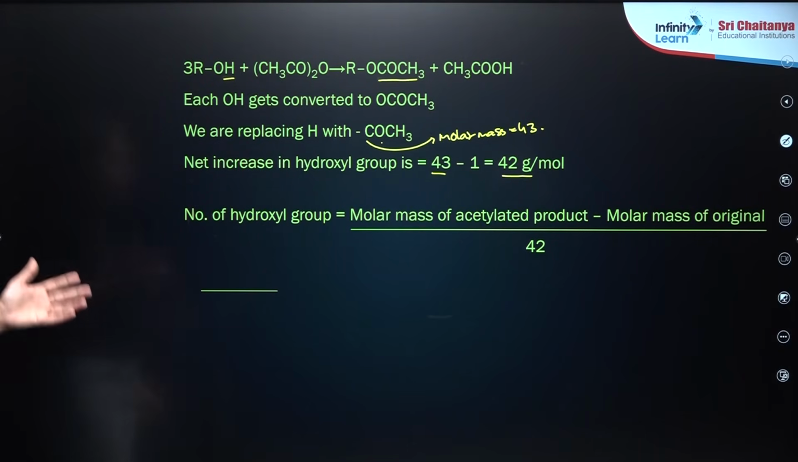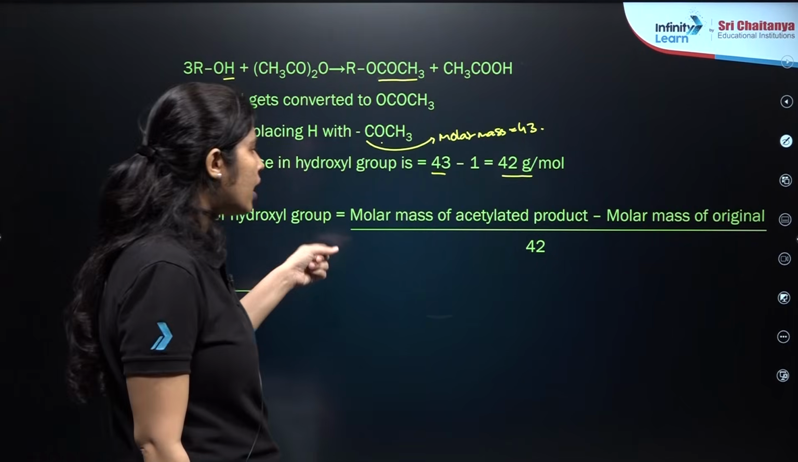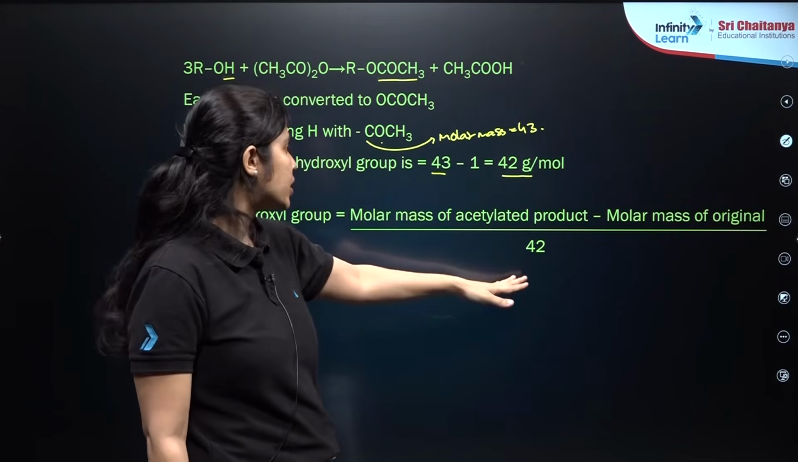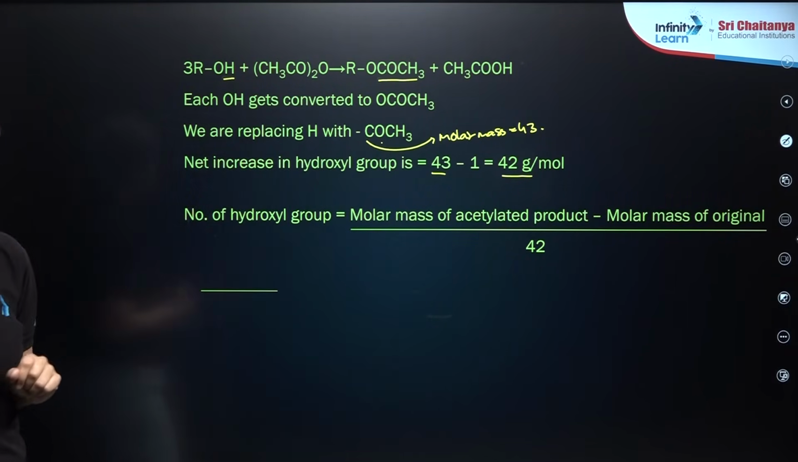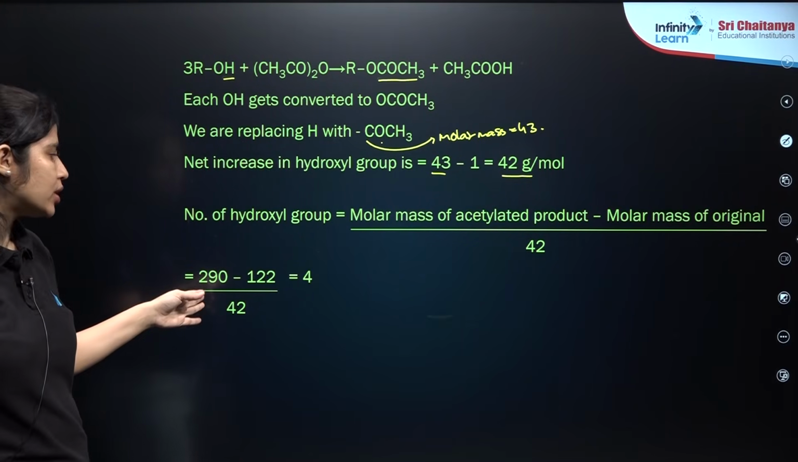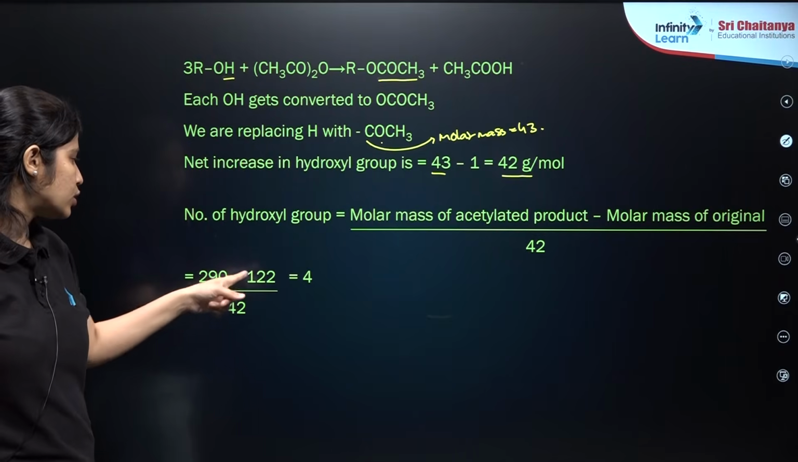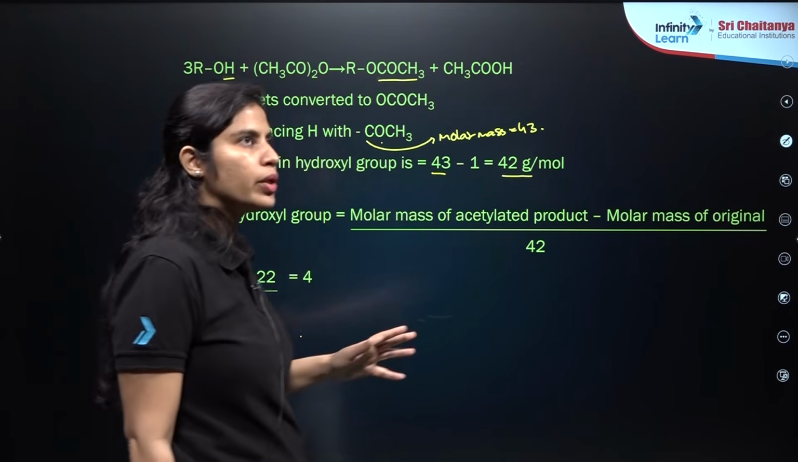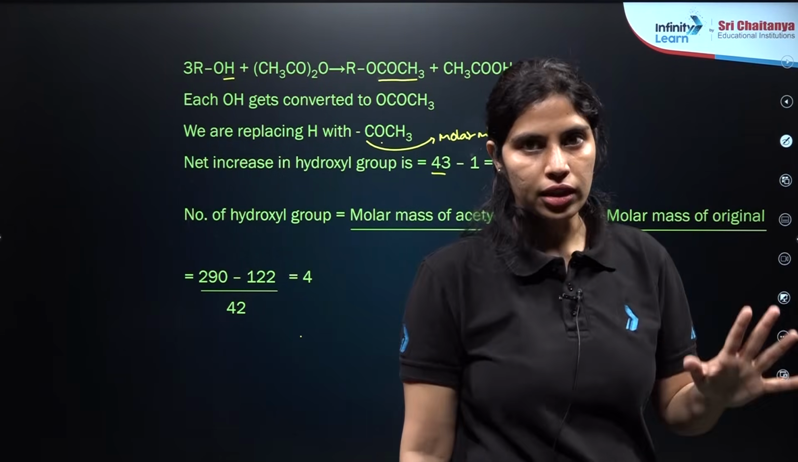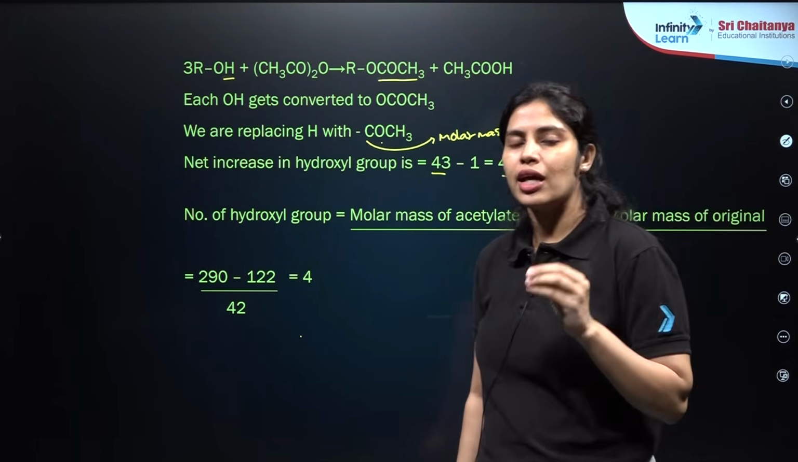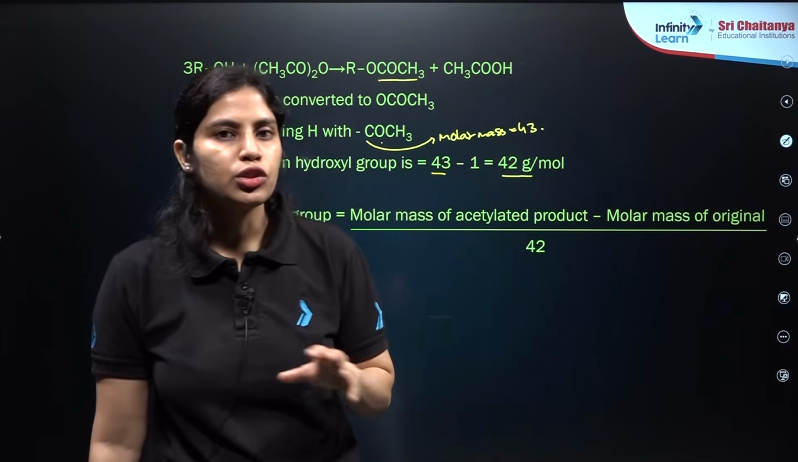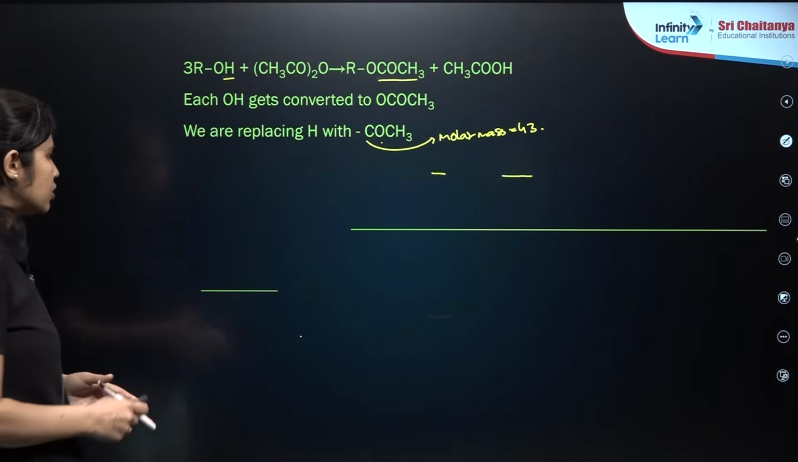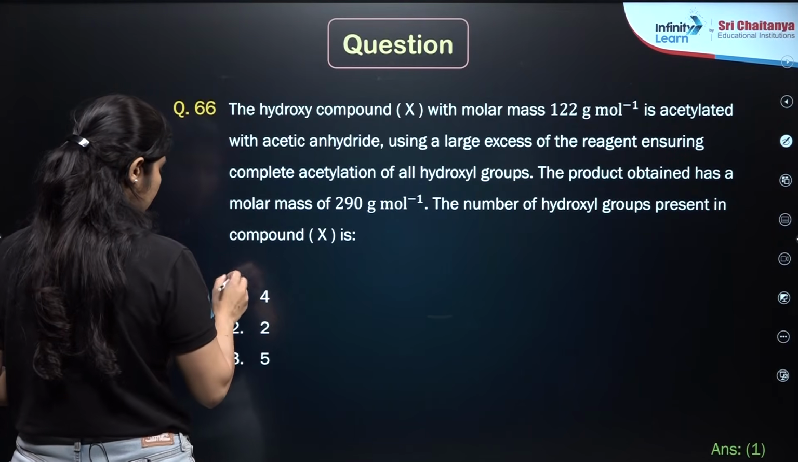So for the number of hydroxyl groups, what is the formula that we have to use? Molar mass of acetylated product minus mass of original, divided by 42. What is 42? 42 is the net increase per hydroxyl group. Now we just have to put in the values provided. 290 minus 122 divided by 42, you will get the answer as 4. A tiny bit of a difficult question, because you have to see the picture very clearly and write it down in a nice and precise way. Your observation skills should be very good for this one. Okay, let's look at the next question then. Let me just make a tick mark over here that the correct answer was 1.